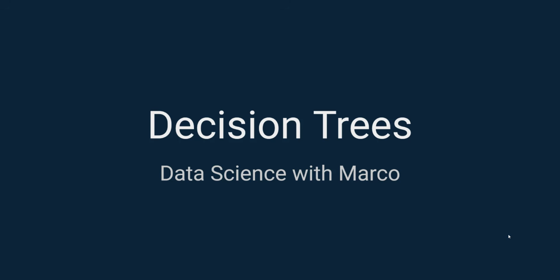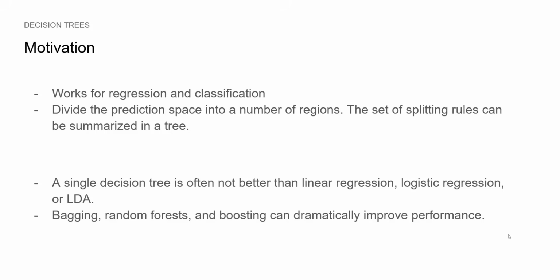All right, let's kick off this portion about decision trees with a bit of theory. Tree-based methods can be used for both classification and regression. They involve dividing the prediction space into a number of regions. The set of splitting rules can be summarized in a tree, hence the name decision trees. Now, a single decision tree is often not better than a linear regression, logistic regression, or LDA. That's why we introduce bagging, random forests, and boosting to dramatically improve our trees.